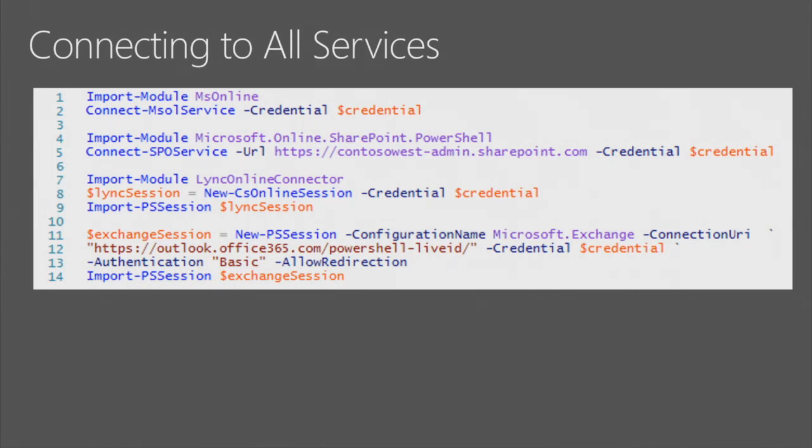I'm going to import the module for SharePoint Online. Then I'm going to connect to my SharePoint Online service, import the module for Lync Online, connect to my Lync Online service, import that, and then create my Exchange session, connect to that, import that. Now I've got all of the commandlets for local, Azure Active Directory, Exchange Online, SharePoint Online, and Skype for Business Online. So I can really manage everything all up.